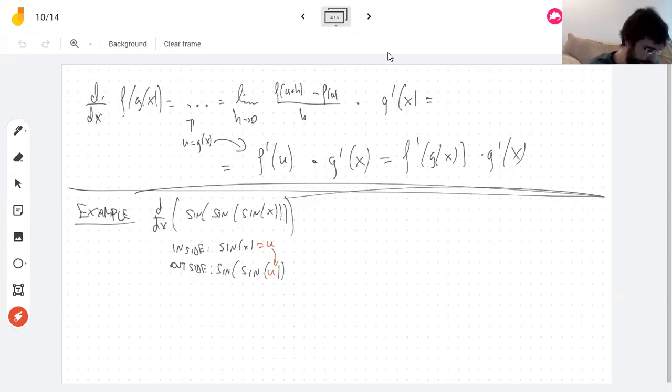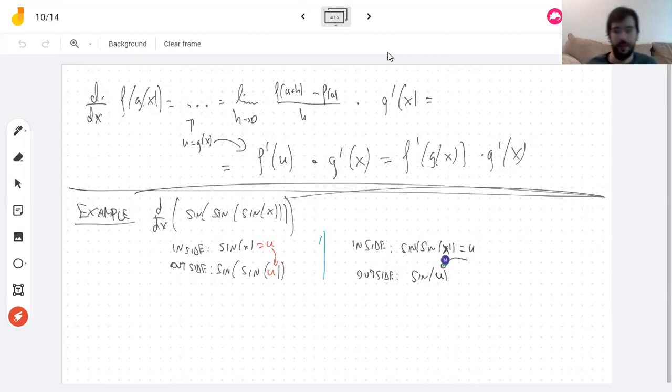Another thing I could do is, there are three functions. I could say that the inside is sine of sine, and the outside is sine of u. Again, if I make u equal sine of sine, I'm gonna get back the original function. Probably making the outside function easier is gonna make me less likely to make a mistake. So I'm gonna do that.